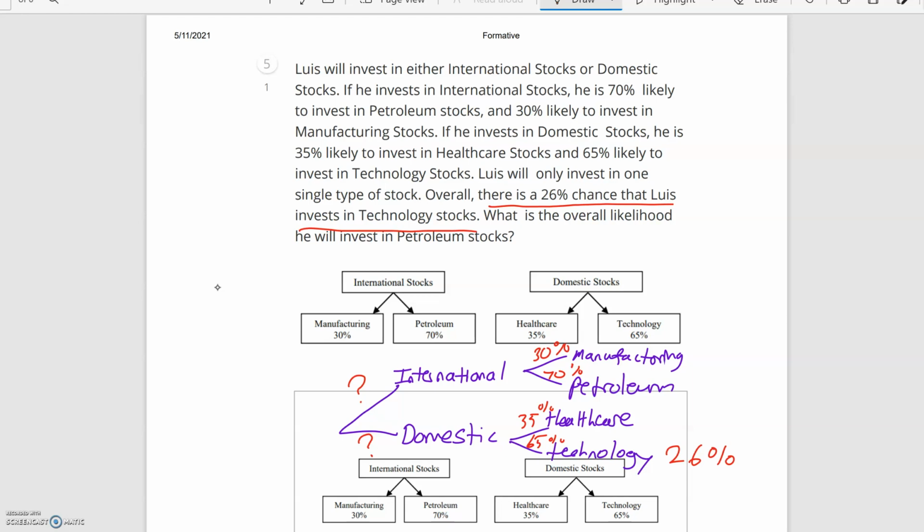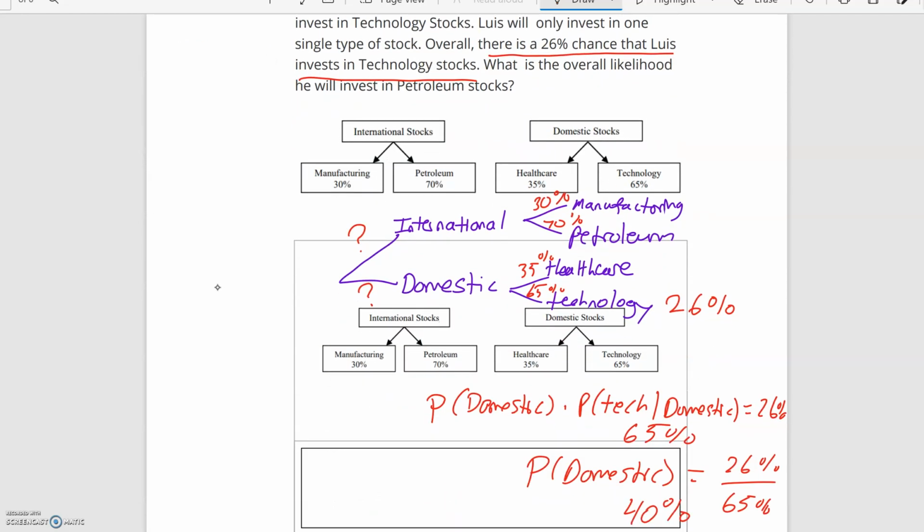and then they say that there's a 26% chance that Luis invests in technology stocks. Well, think of it this way. Again, we don't know what the probability is of him going international, what his probability is of going domestic. We don't know that. And that's the part we are stuck on because we know that there's a 26% chance that Luis invests in technology stocks. Well, there's only one technology, and that's right here. So we know what the probability of domestic and technology is because technology is only domestic. Okay? So knowing that, we know what that probability is.